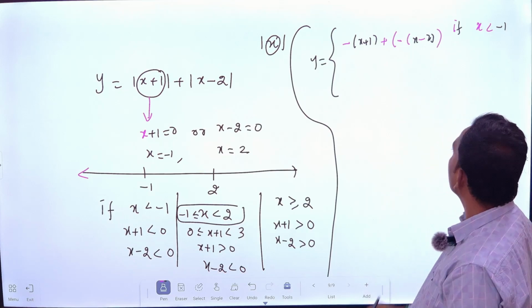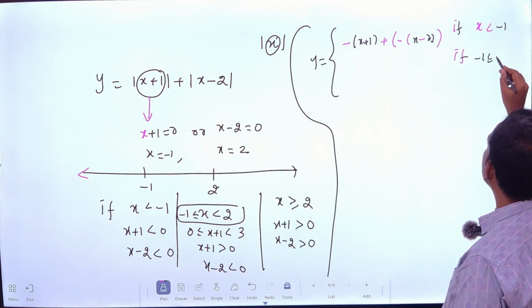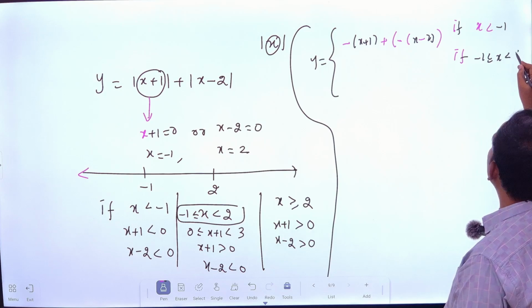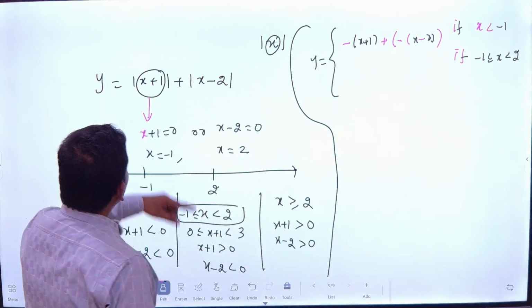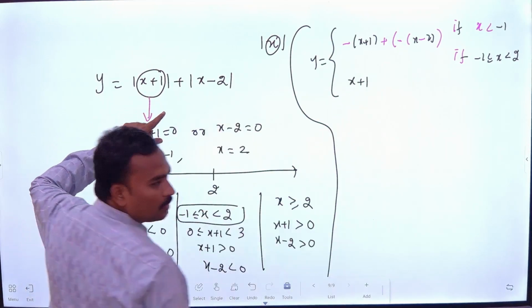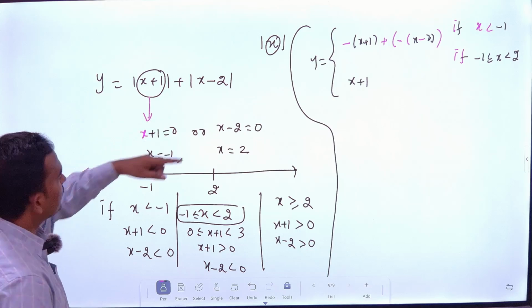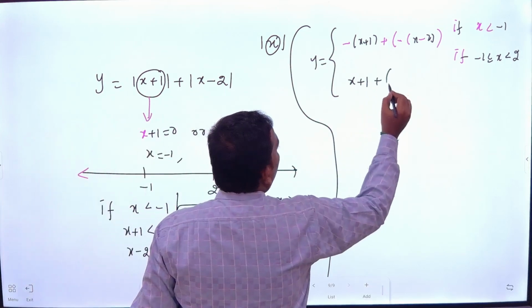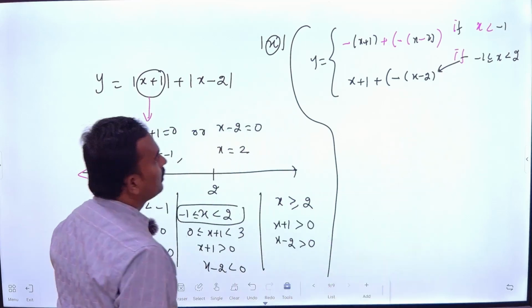Clear? Next, if x is in the interval minus 1 less than x less than 2, x plus 1 is positive, no? So mod x plus 1 is x plus 1. Then x minus 2 is negative, so you can write minus of x minus 2, right? This is for this one.